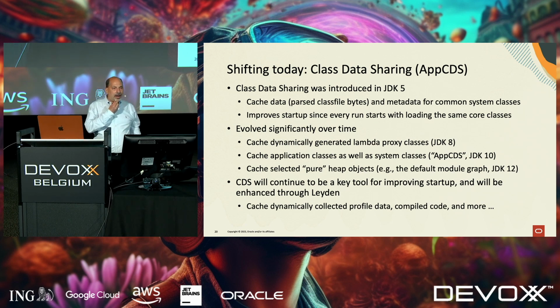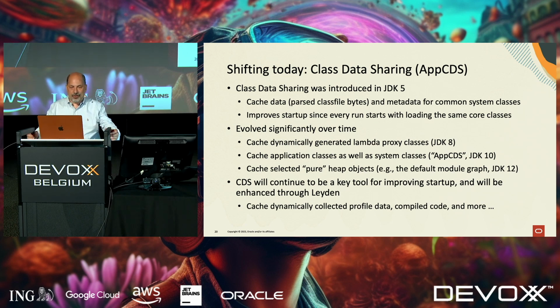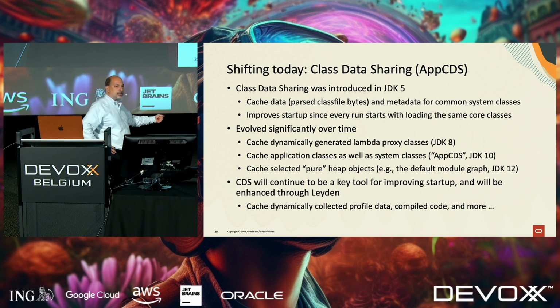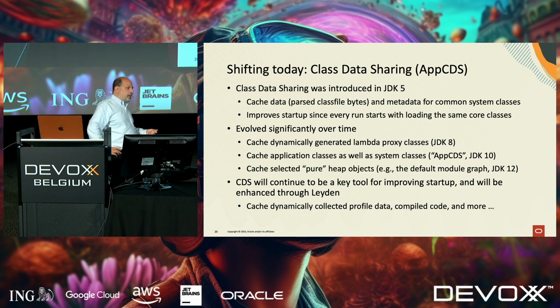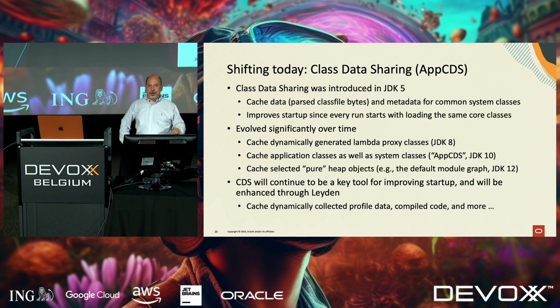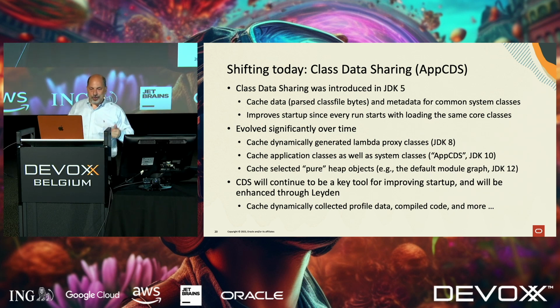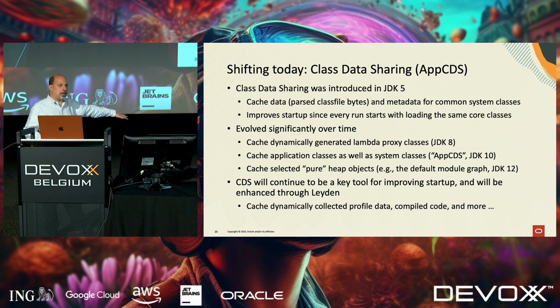It started out as class data sharing, CDS, in the Java 5 timeframe. And it's basically a startup cache where it takes parsed class file bytes for common system classes like String and Integer and such that get loaded in every invocation, and caches them in a binary file that can be used to improve startup. Because every invocation is going to load String and Integer and SecurityManager and the same usual suspects, a few hundred classes, this was a significant performance improvement. But that's what CDS did 20 years ago.